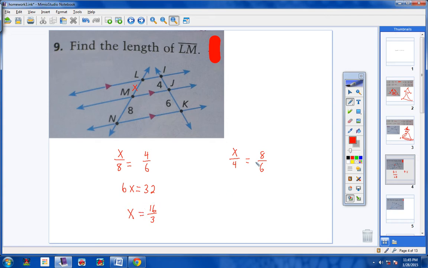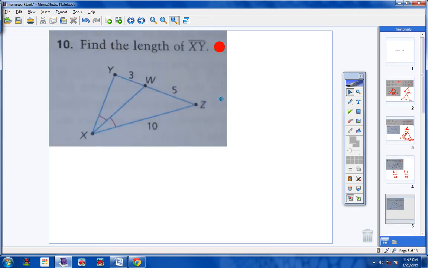Same thing. Same answer over here. 4 times 8 is 32. 6 times x is 6x. Divide by 6 and you will get 16 over 3, or 5 1/3, or 5.3. Okay, I'm moving on to number 10. Find the length of XY.